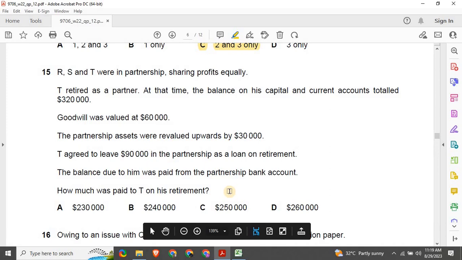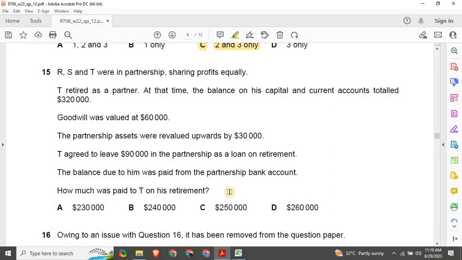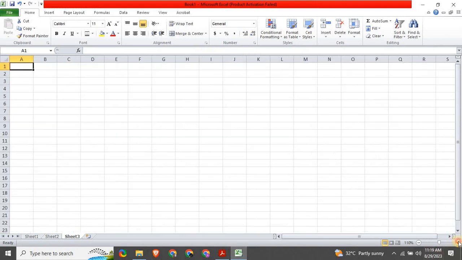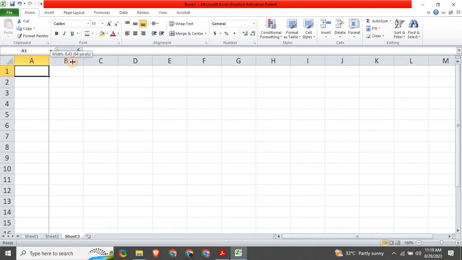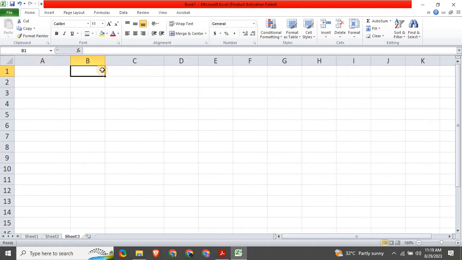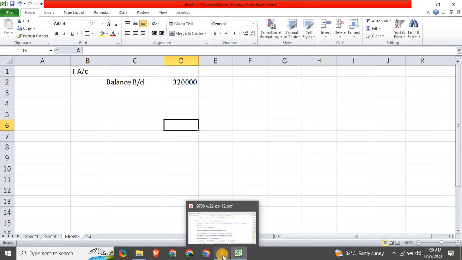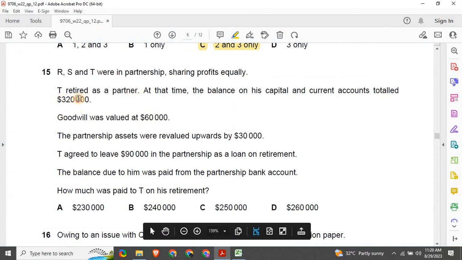Okay, this is a very simple problem. All we need to do is make a ledger account for T. So if this is my T account, T has a balance of 320,000, balance b/d, in his account, combining both current account and capital account, 320,000. Then goodwill is valued at 60,000.